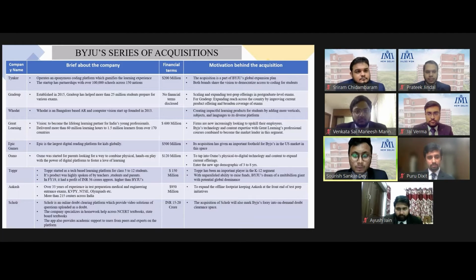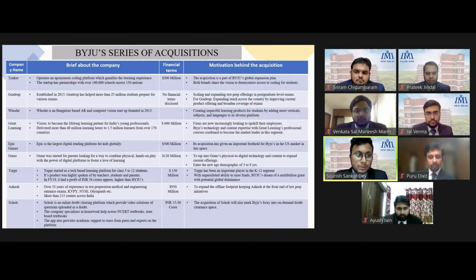The biggest one was Akash, which was a deal of like $950 million. And Akash is basically a test preparation institution, which has more than 33 years of experience and more than 215 centers in India. Along with online footprint, basically Byju's was also trying to go offline, and Akash was at the forefront of this test preparation initiative that Byju's was trying.